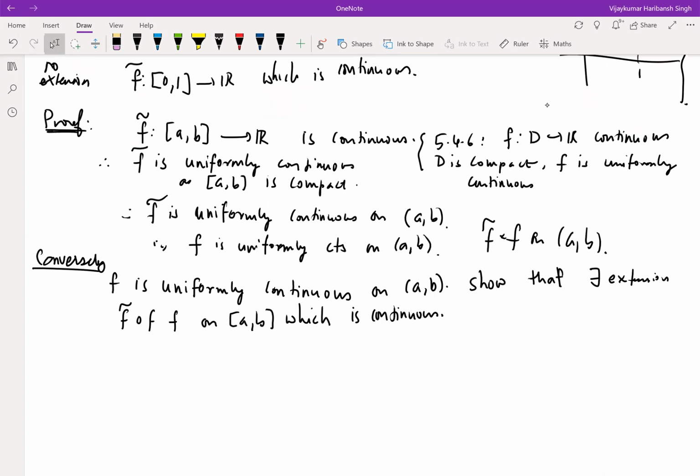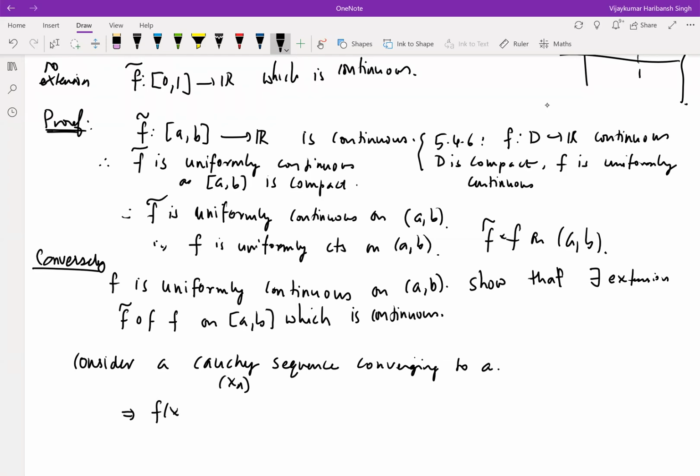Well, f is uniformly continuous on (A, B). So consider a Cauchy sequence converging to A. Let's call this Cauchy sequence Xn. You can always construct such a Cauchy sequence, right? So consider a Cauchy sequence in (A, B) converging to A.